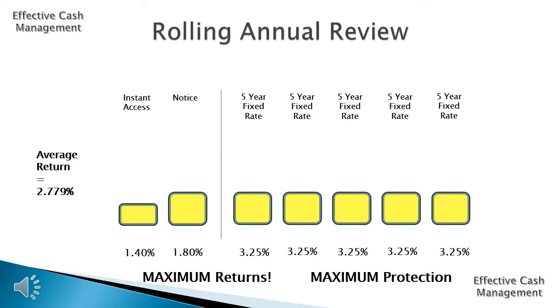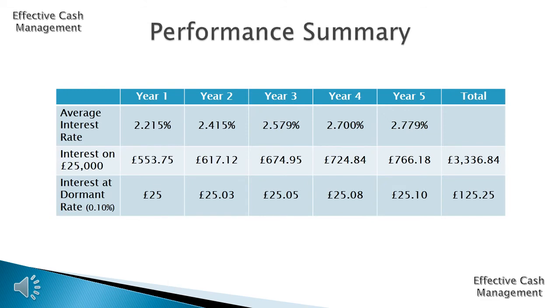So ultimately we end up with this type of portfolio. We can see here that we have sufficient capital available on instant access and also on notice. But from there we now end up with a rolling 5 year fixed rate portfolio. So no matter what happens to the economic climate, we will always be rolling our money over into whatever offers the highest rate of interest at each annual review.